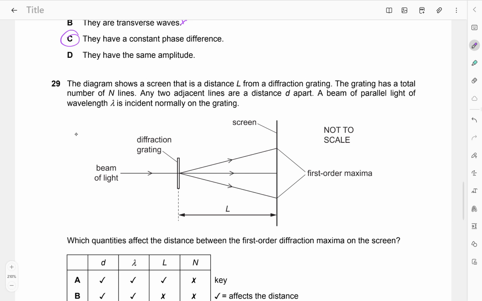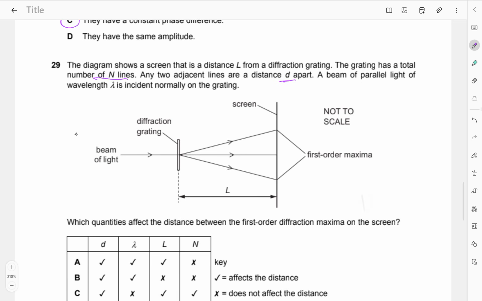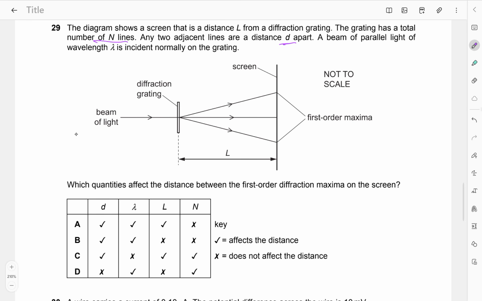The diagram shows a screen that is a distance L from a diffraction grating. The grating has a total number of N lines. Any 2 adjacent lines are a distance D apart. So this is the slit separation. A beam of parallel light of wavelength lambda is incident normally on the grating. Which quantities affect the distance between the first order diffraction maxima on the screen?